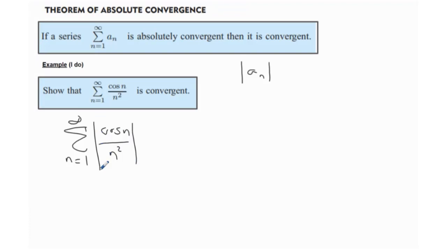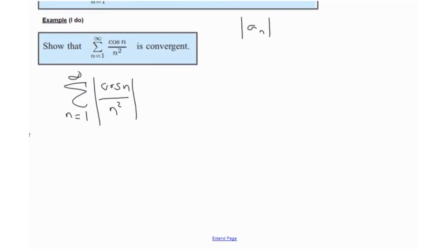Do note that if we show that something is absolutely convergent, then it shows that it's convergent. This rule does not work both ways around. If something is convergent, it does not mean that it's absolutely convergent. It often will be, but it won't always be.